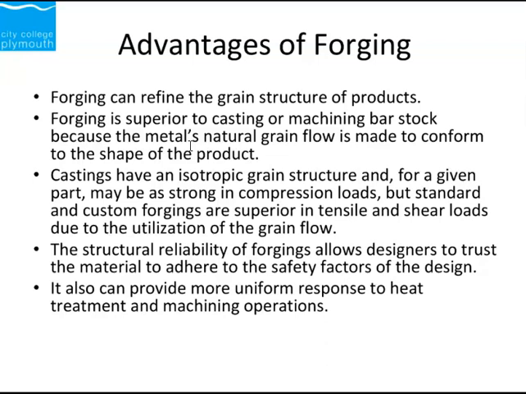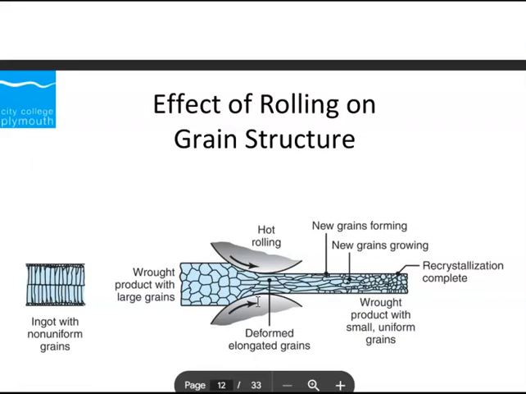We discussed what isotropic is. It might be strong in only one direction, but not in multiple directions. Now, the structural reliability of forging means that if something is forged, it can withstand the load in the X, the Y and the Z direction. So it gives you extra surety and factor of safety. It also provides a more uniform response to heat treatment and machining operations.